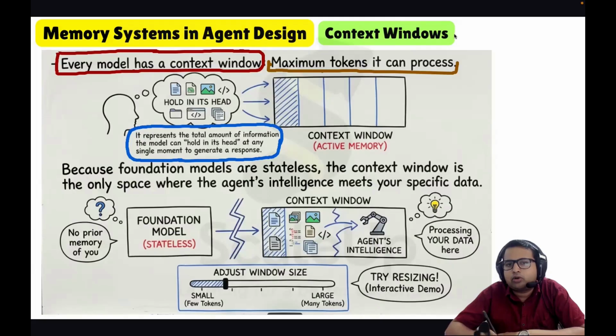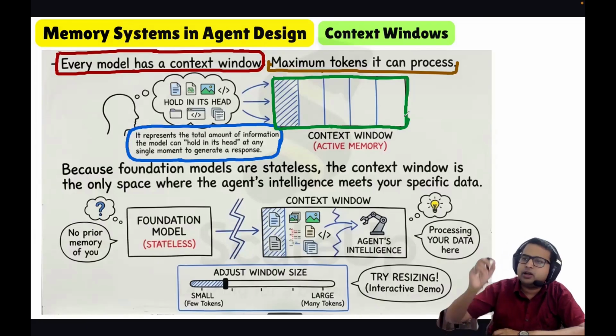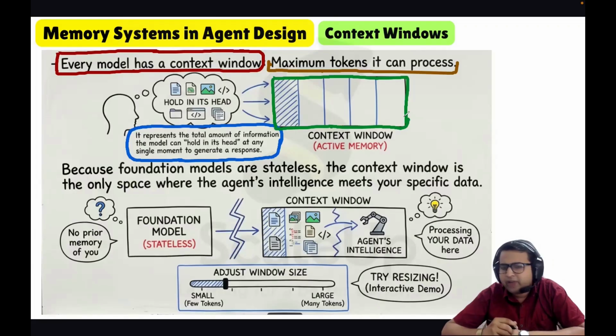So the context window is the active memory. Whatever is loaded in the context window will be given as a prompt to the large language model. And whatever is in the context window, the large language model will consider each and everything while generating the response. So whatever is in the context window will be processed by the large language model. It is like the total amount of information the model can hold in its head at any single moment to generate a response.